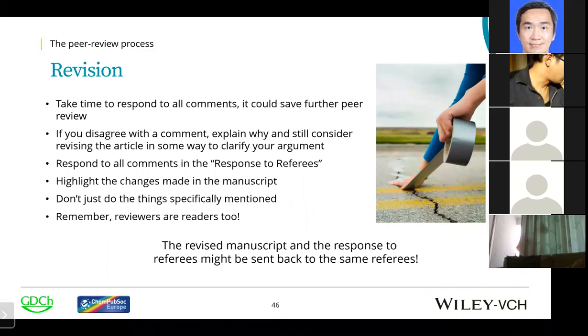For readers, for editors and reviewers' convenience, if authors could highlight the changes made in the manuscript, it'll be a lot easier for us to identify which parts were changed. Also, if you realize that there are relevant data you could add or relevant discussions that could be made, don't just limit your changes to those things specifically mentioned. And when doing so, you should also, as an author, remember that reviewers are also readers, so their suggestions could also be expectations from readers. And of course, in the end, the revised manuscript and the response to referees may be sent back to the same referees.